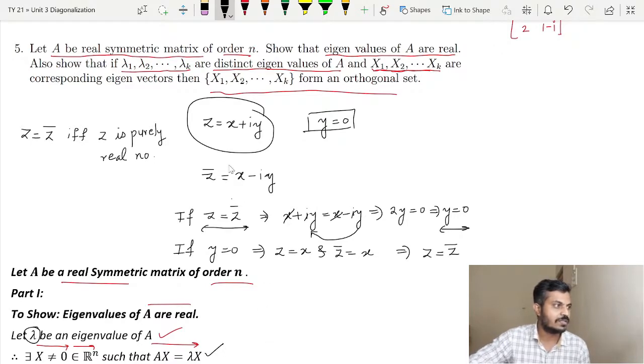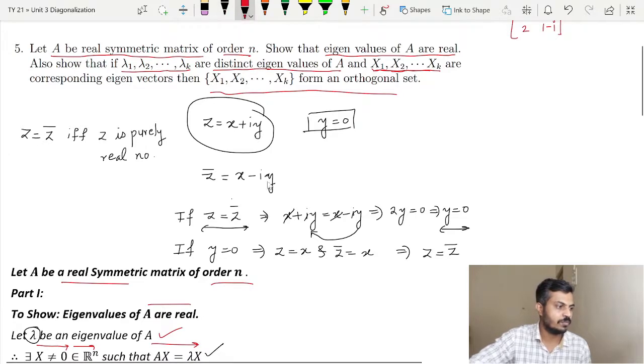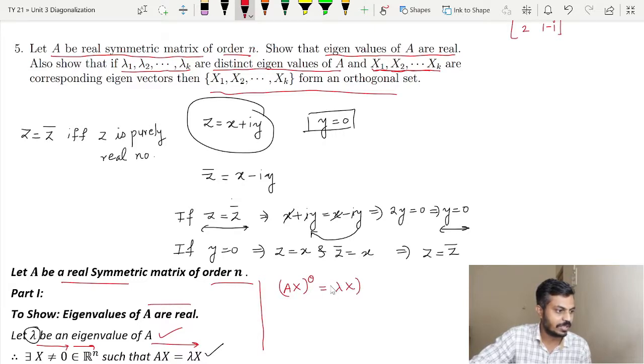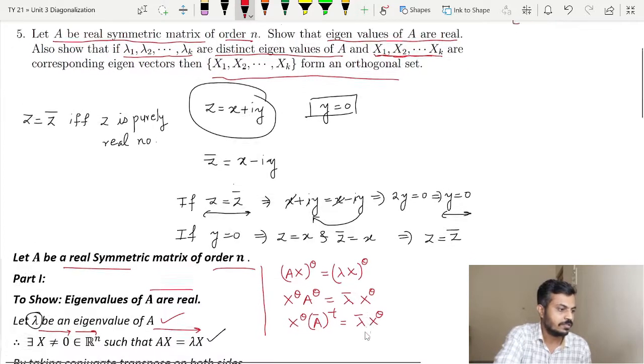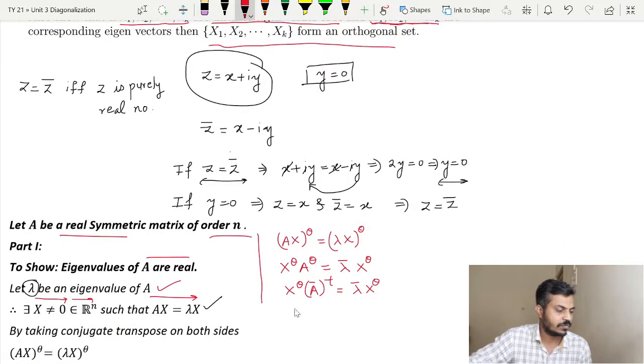So what I will simply do is, I will simply take conjugate transpose on both sides. So if I take conjugate transpose on both sides, what will I get? Conjugate transpose of Ax will be equal to conjugate transpose of lambda x, and this will imply conjugate transpose of x multiplied by conjugate transpose of A will be equal to lambda bar conjugate transpose of x. Now what is conjugate transpose of A?